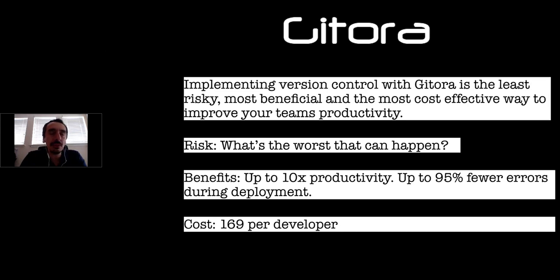And I've seen enormous productivity improvements depending on how we work right now. If you have nothing, and if you have like 20, 30, 40, 50 developers, you're going to get 10 times productivity out of this. And I've seen error rates in terms of deployment reduce by up to 95%. So this is an enormous benefit with literally no risk.